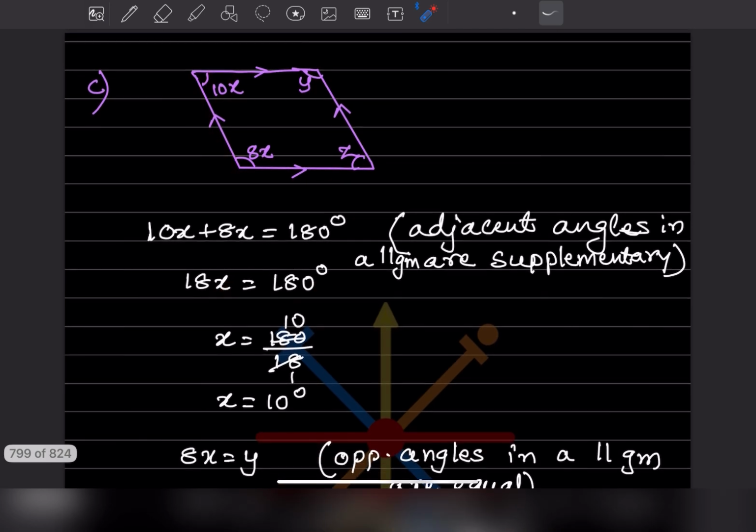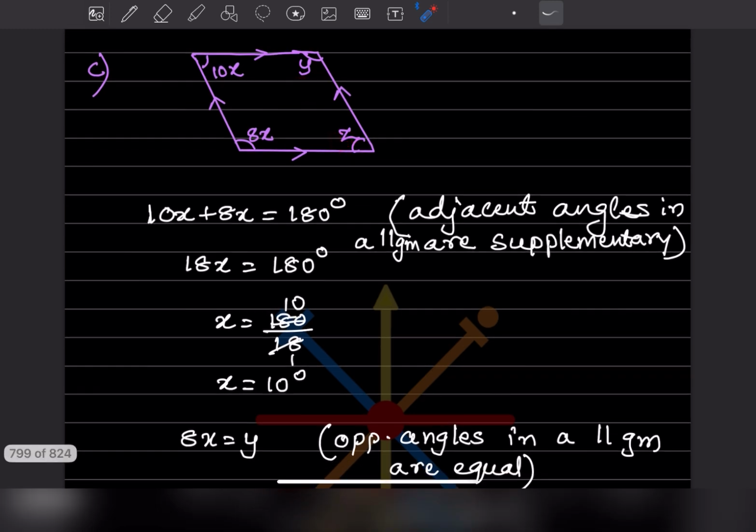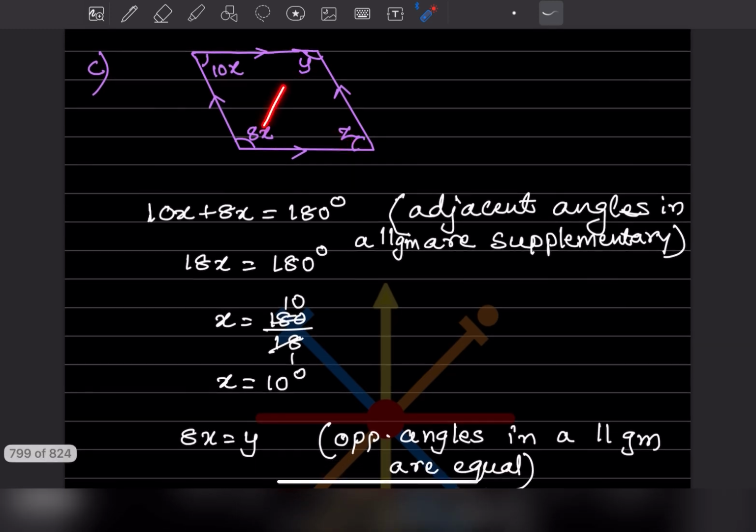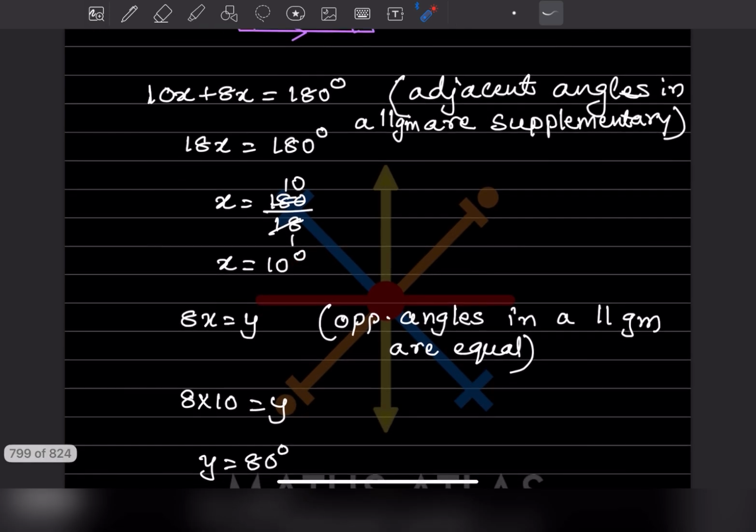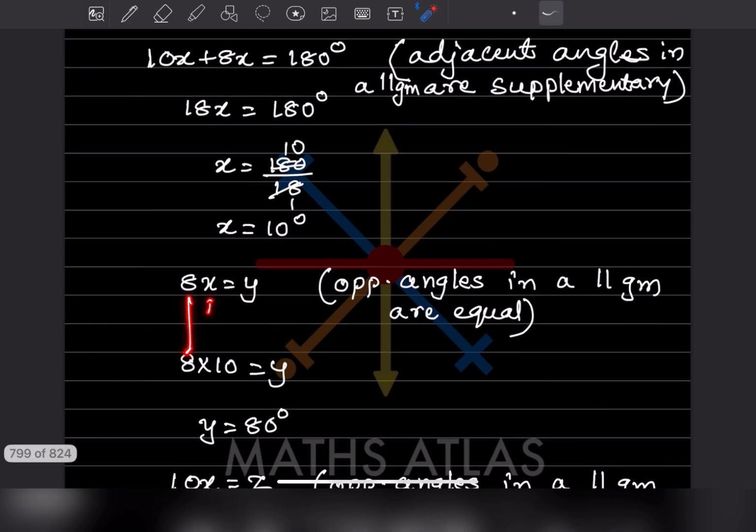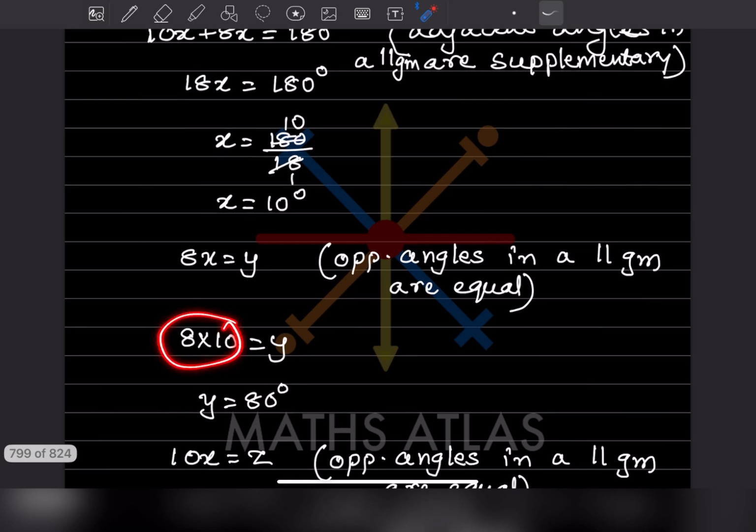So now we will see for y and z. What is easier now? Now you know this 8x is y, means these are the opposite ones. So opposite angles are equal. So what we can write is 8x is equal to y because we got the value of x here. Why? Because the opposite angles in a parallelogram are equal. So this will be 8 times the x value, 10, that is y. So y is going to be 80.